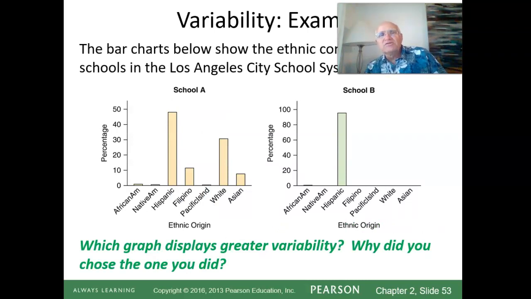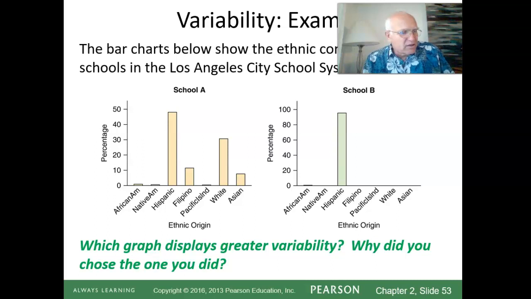Here is a bar chart of the ethnic compositions of 2 schools in the Los Angeles City school system. And one of the things that's clear is that there is more diversity in School A than there is in School B, which is a primarily Hispanic population. Hispanic is the mode in both of those, but there's more diversity or more variability in School A certainly than there is in School B.